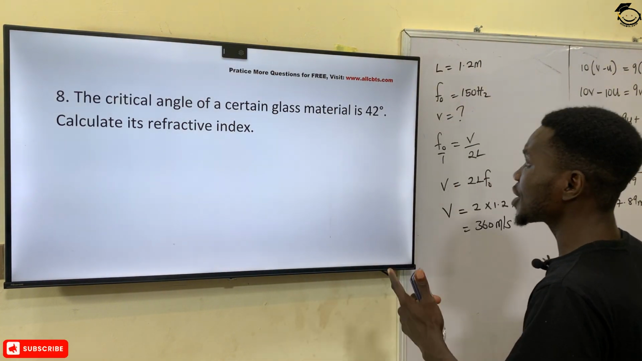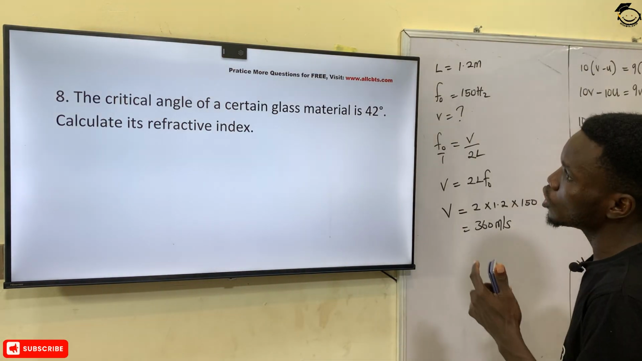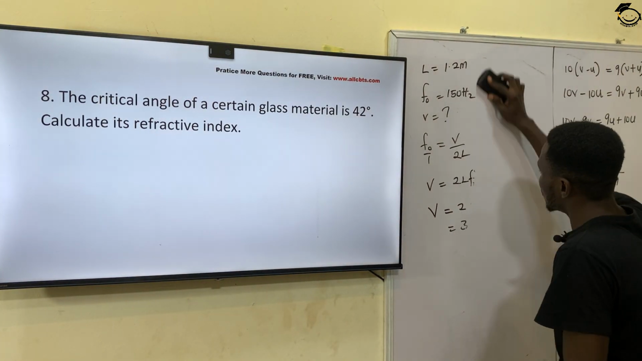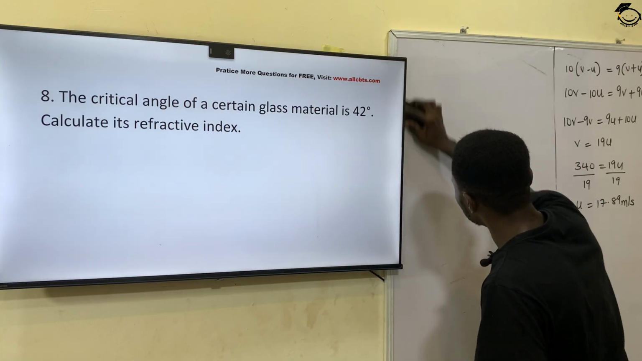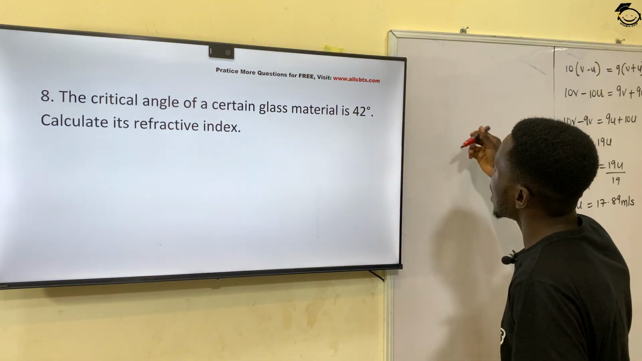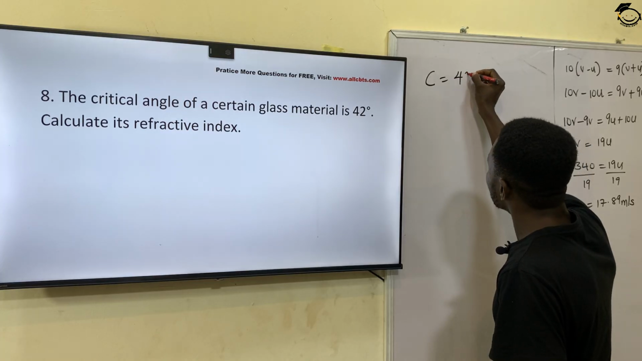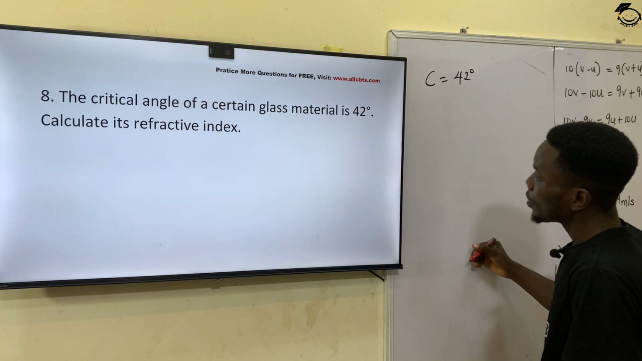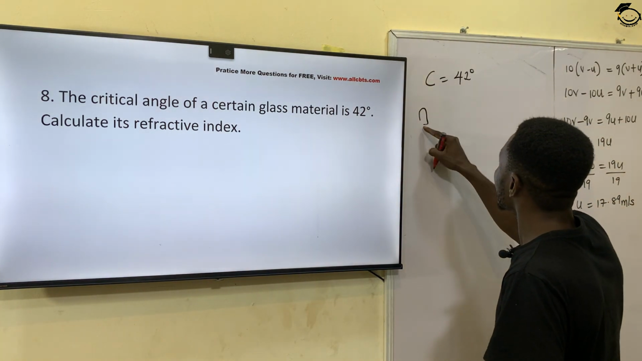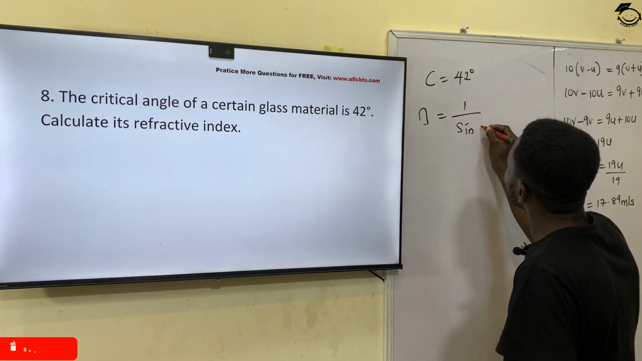Moving on from there to question number 8. It says, the critical angle of a certain glass material is 42 degrees. Calculate its refractive index. So in this question, we have to find the refractive index of this certain glass. But they gave us the critical angle to be 42 degrees. And we know from our formulas that the refractive index as relating to critical angle is equal to 1 over the sine of the critical angle.